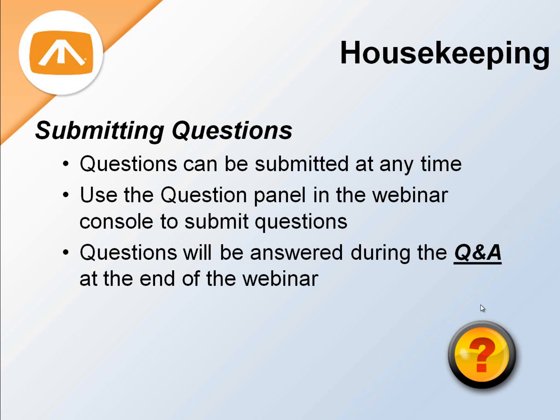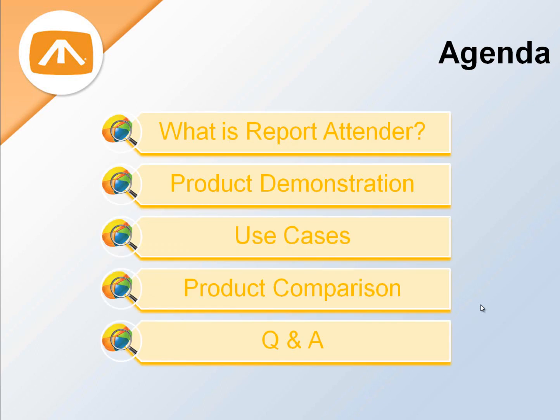Now that we have the basics taken care of, let's look at our agenda for today. Our webinar today should take just under an hour. We are first going to go over what Report a Tender does, how it works, and then take a look at a product demonstration. After that, we'll cover some basic use cases and compare this product to other Sherpa offerings. Then, as promised, we'll have a Q&A session.